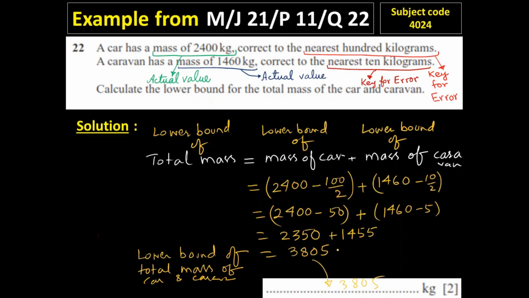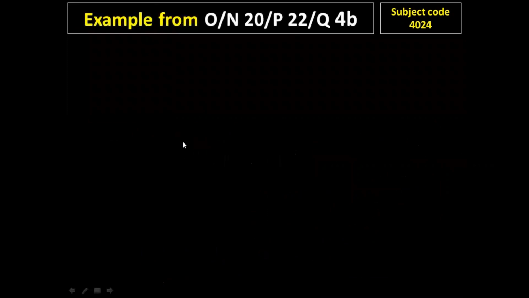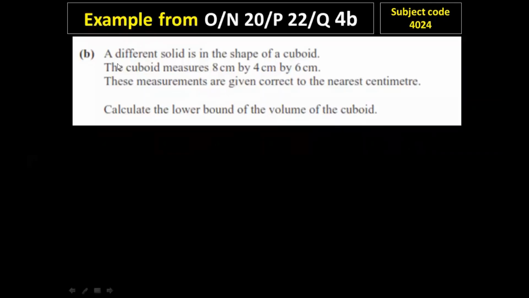Now, let's take another example for multiplication. This is from October November 2020, paper 2, variant 2, question number 4, part B. A different solid is in the shape of a cuboid. The cuboid measures 8 centimeter by 4 centimeter by 6 centimeter. These are length, width, and the height.